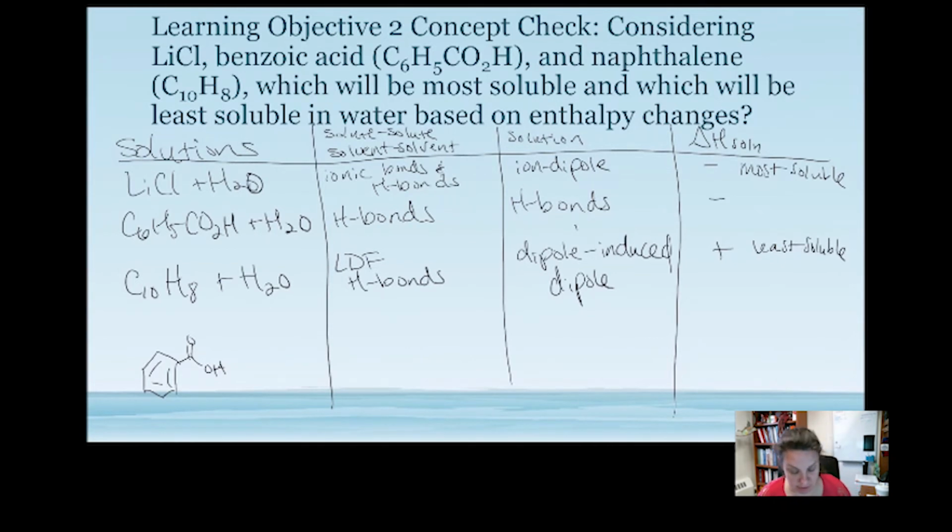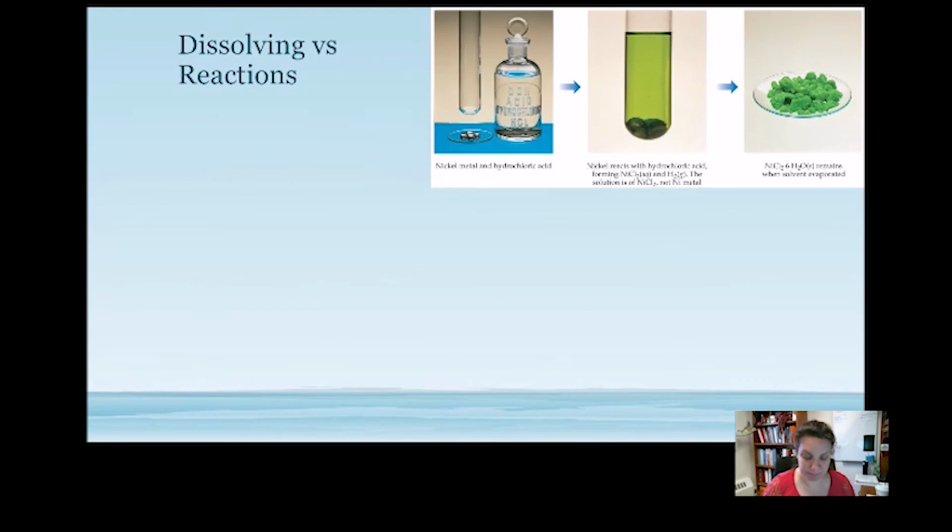And the only reason that our benzoic acid is not the most soluble is because with benzoic acid we have a lot of nonpolar interactions going on as well, and we just have a little bit of the molecule that hydrogen bonds. So the hydrogen bonding that we're going to get back is not going to be nearly as significant.